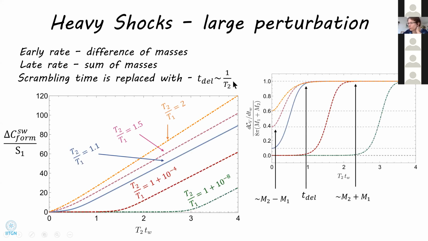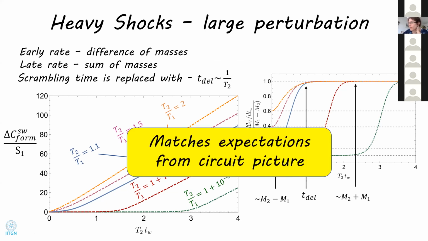And indeed, if you do all these numerical studies of volumes in the presence of black holes, they behave exactly in this way. So they start with the difference of the mass, and they get to the sum of the mass after a certain scrambling time. So this matches exactly the expectation from the circuit picture. And you saw previously that you could diagnose scrambling and chaos by just studying shock waves and their influence on the complexity.